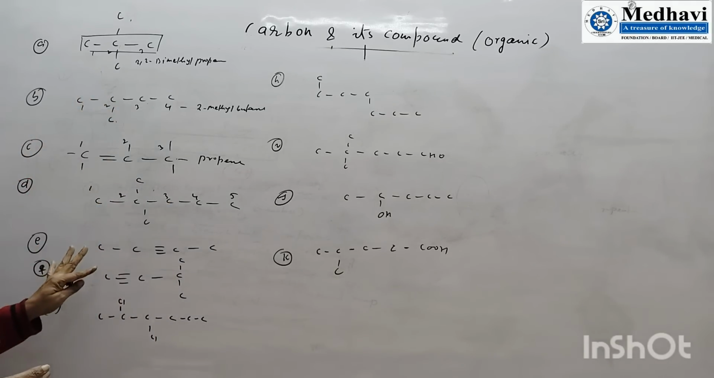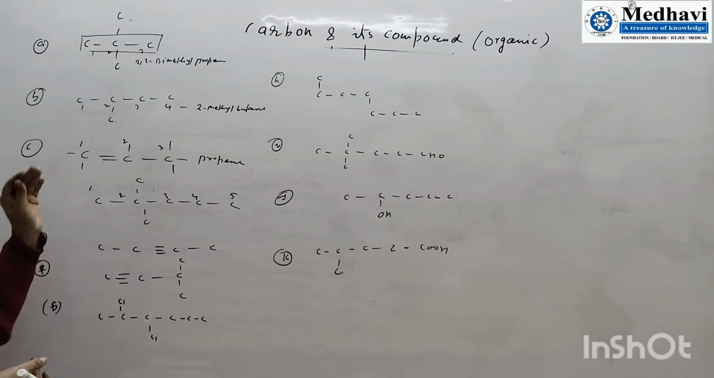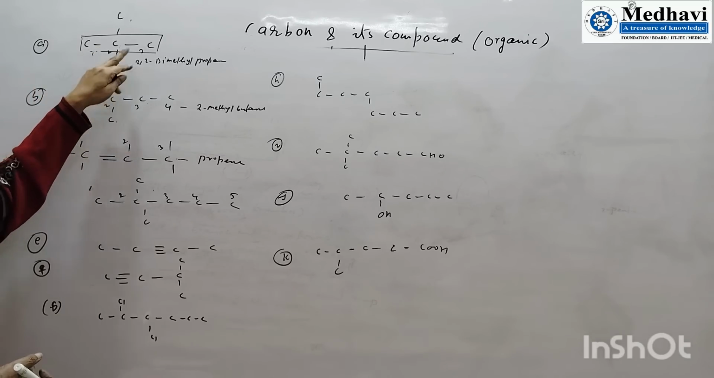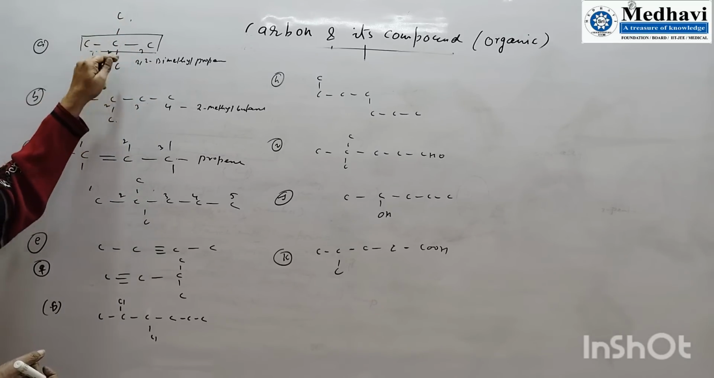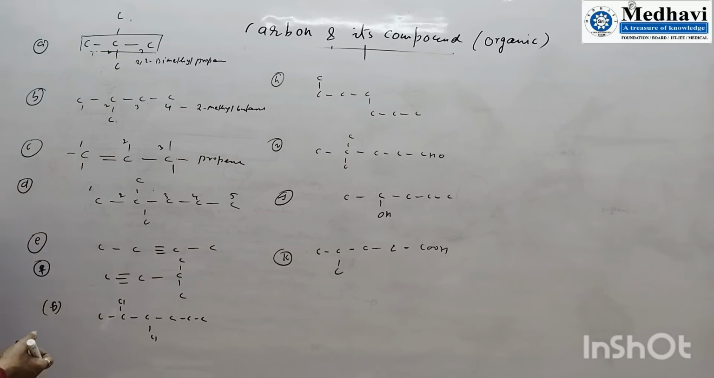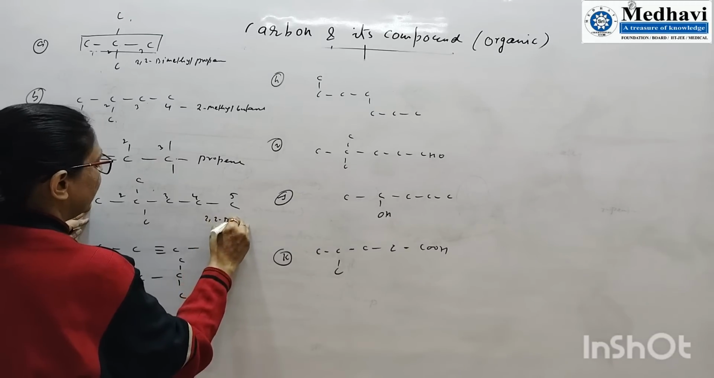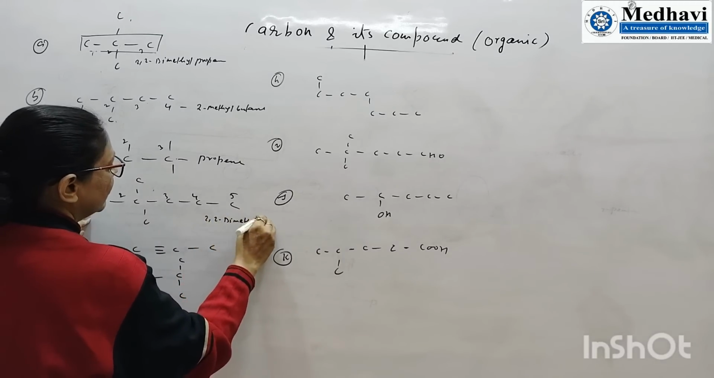Don't leave it like this in the exam. After writing its name, you fill hydrogen. How to fill? You know that. Carbon fulfills its tetravalency, so if one bond is there, then 3 hydrogen. Here 1, 3, here 1, 3, 1, 3, here 4 bonds, no hydrogen. So like this you will fill. So this compound is 2,2-dimethylpentane.